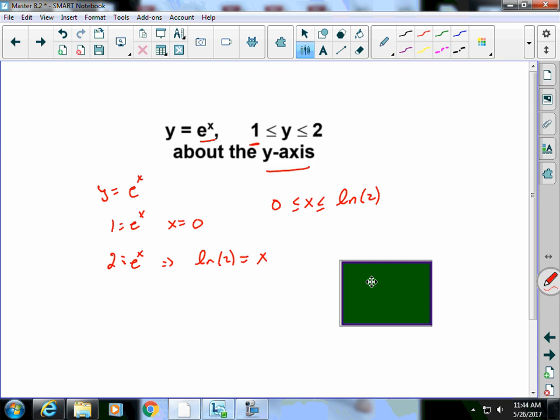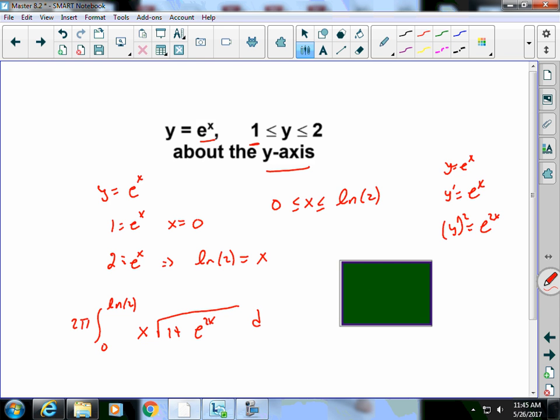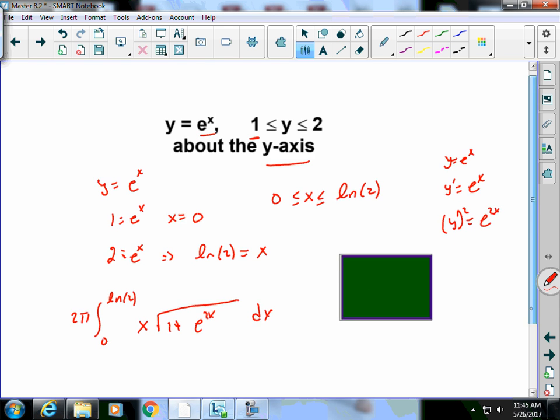So now I can say I have a 2 pi, and I'm going to keep everything here. So I have everything in terms of x, natural log of 2. Now I'm going around the y-axis, and I'm in terms of x. Well, that means I don't use the function. I use x times 1 plus, well, if y is equal to e to the x, y prime is equal to e to the x, and y prime squared is equal to e to the, what? 2x, correct. dx. That's 1.